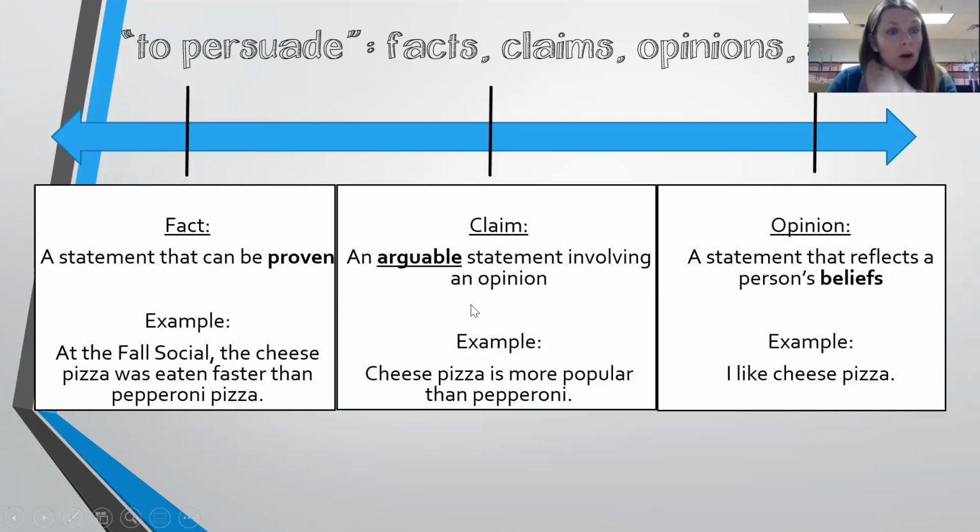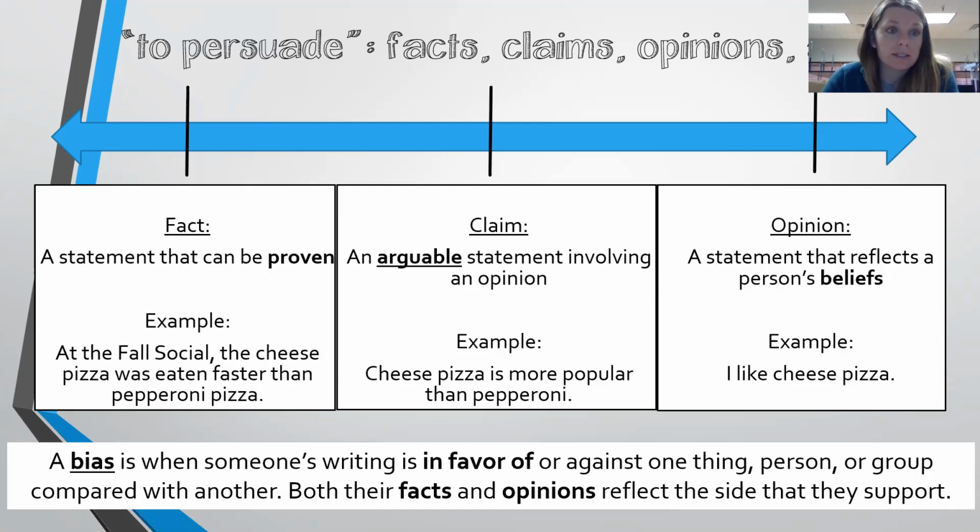Claim, arguable, but it includes an opinion, but you have things to back it up. Opinion, just beliefs. There's no way to argue it. You can't tell me that hockey is not my favorite sport. Hockey is my favorite sport, or I really like it. And this last piece that we're going to talk about a lot moving forward and is really important for us as educated readers is bias.